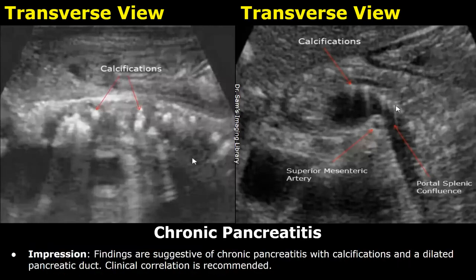In the impression, you can write findings are suggestive of chronic pancreatitis with calcifications and a dilated pancreatic duct if the pancreatic duct is dilated. And in the end, you can write clinical correlation is recommended.